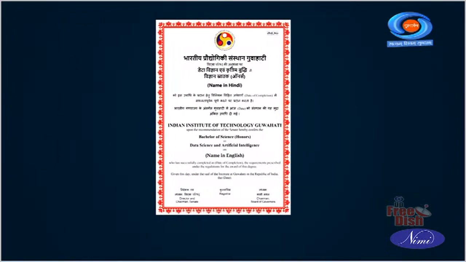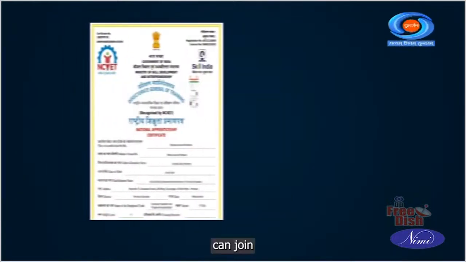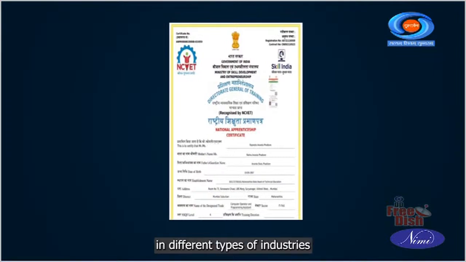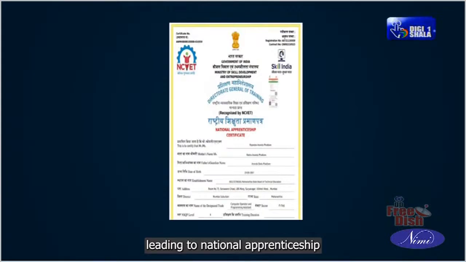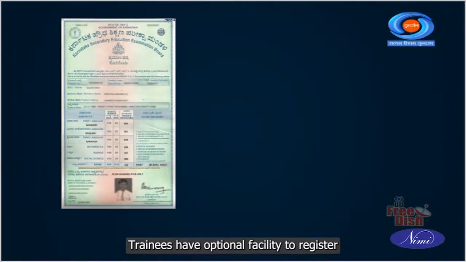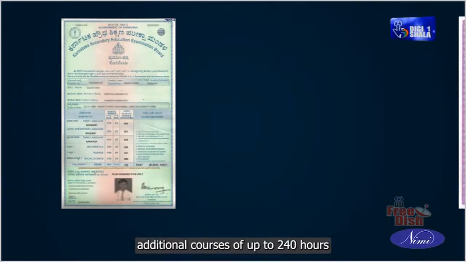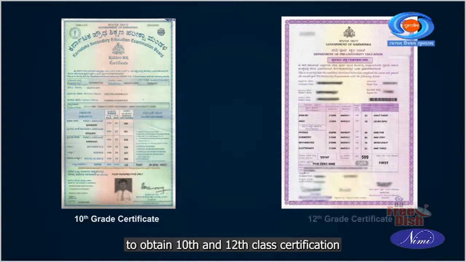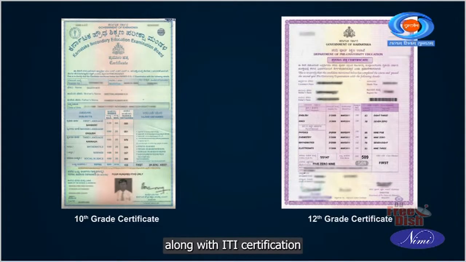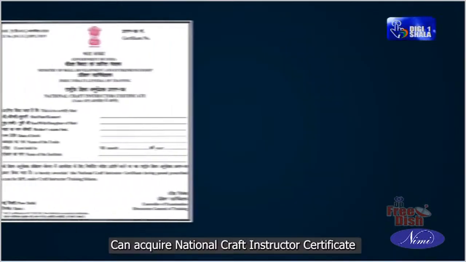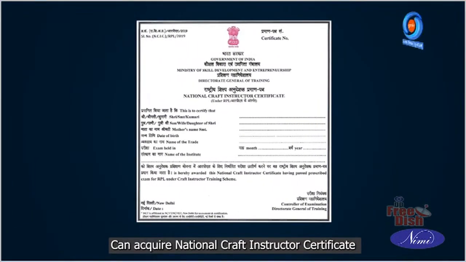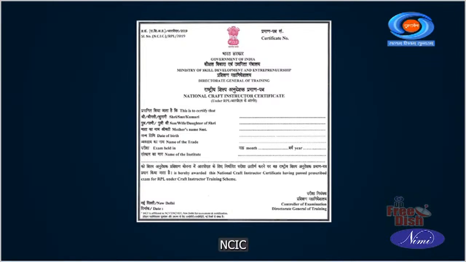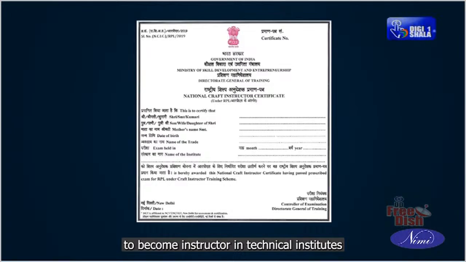With additional schooling, candidates can further pursue general or technical education, can join apprenticeship program in different types of industries leading to National Apprenticeship Certificate (NAC). Trainees have optional facility to register additional courses of up to 240 hours per year to obtain 10th and 12th class certification along with ITI certification. Can acquire National Craft Instructor Certificate (NCIC) to become instructor in technical institutes.